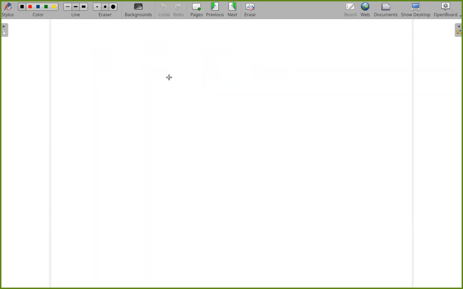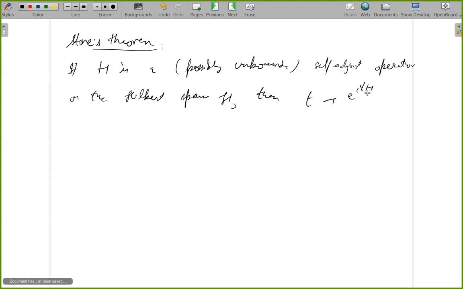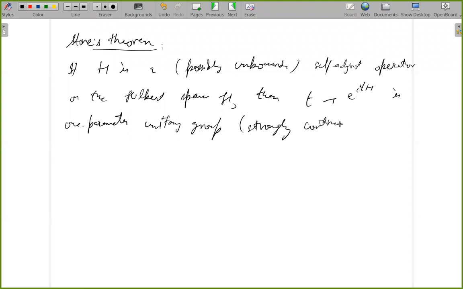All right. So if we accept this, now we are ready to give a heuristic for Stone's theorem. I'll restate it again. If H is a possibly unbounded self-adjoint operator on the Hilbert space H, then t going to e to the itH is a one parameter unitary group. One parameter, we suppress that it is strongly continuous, but whenever someone says one parameter unitary group, it typically means strongly continuous.